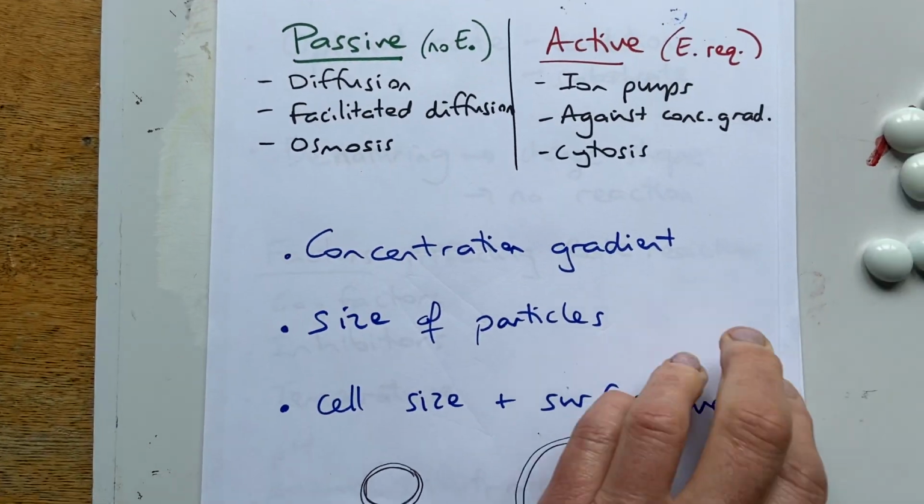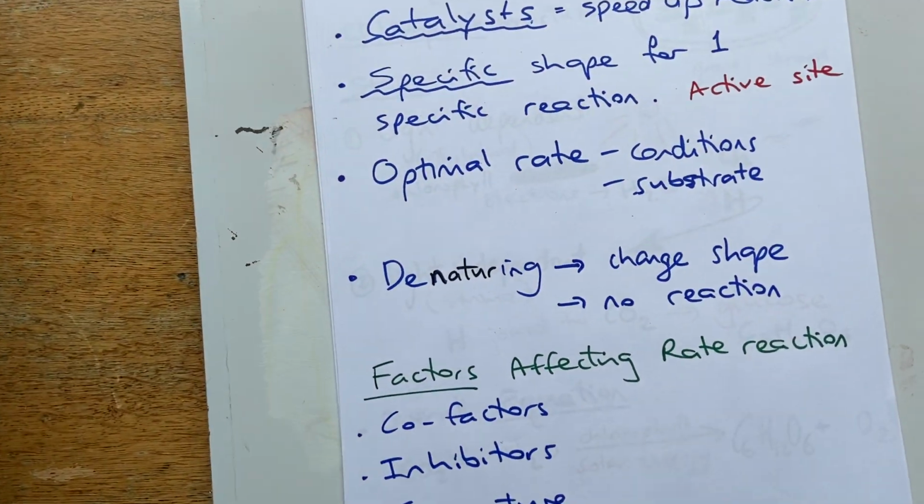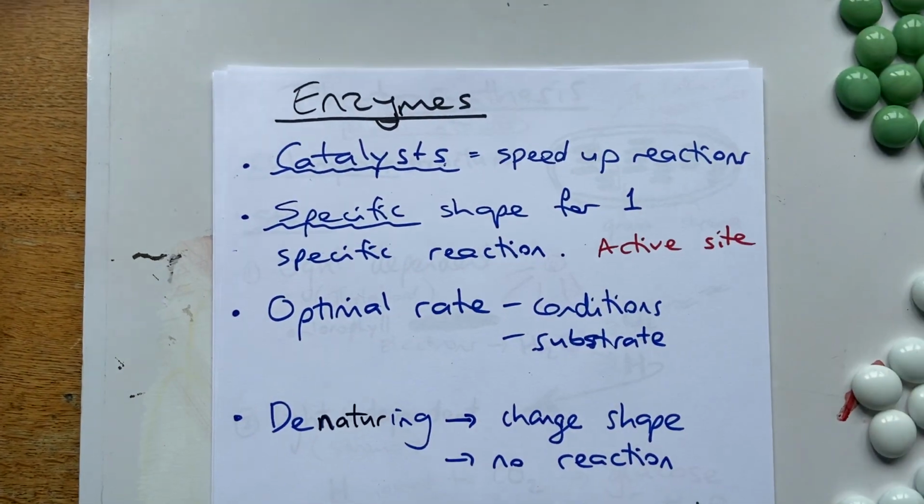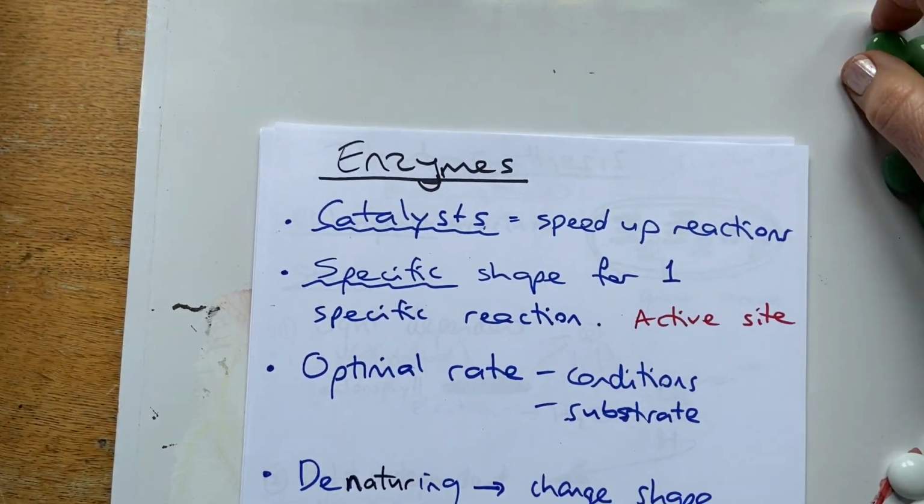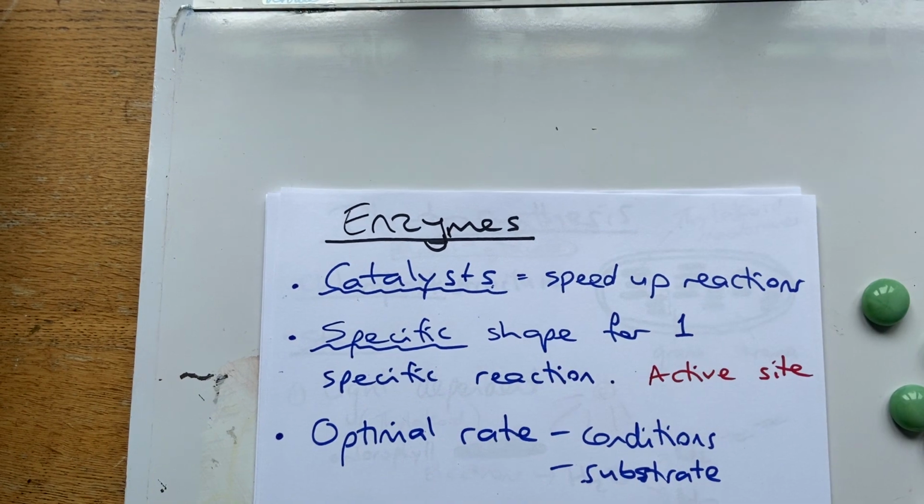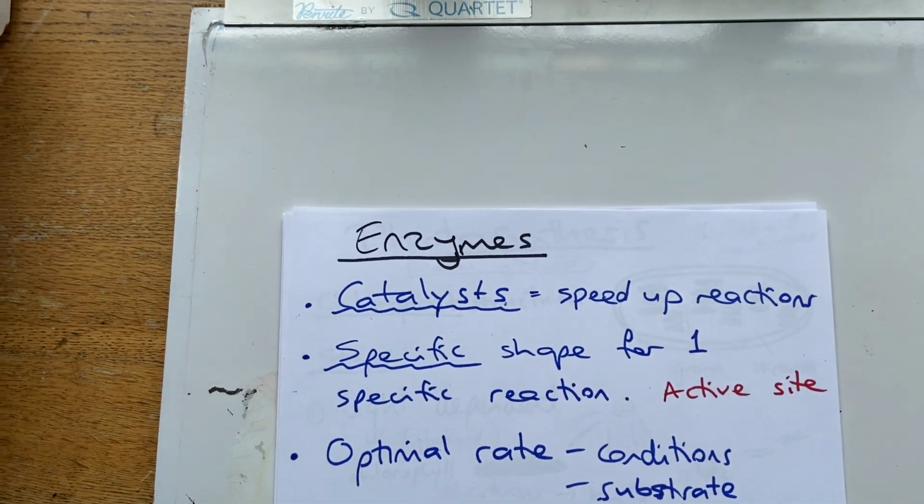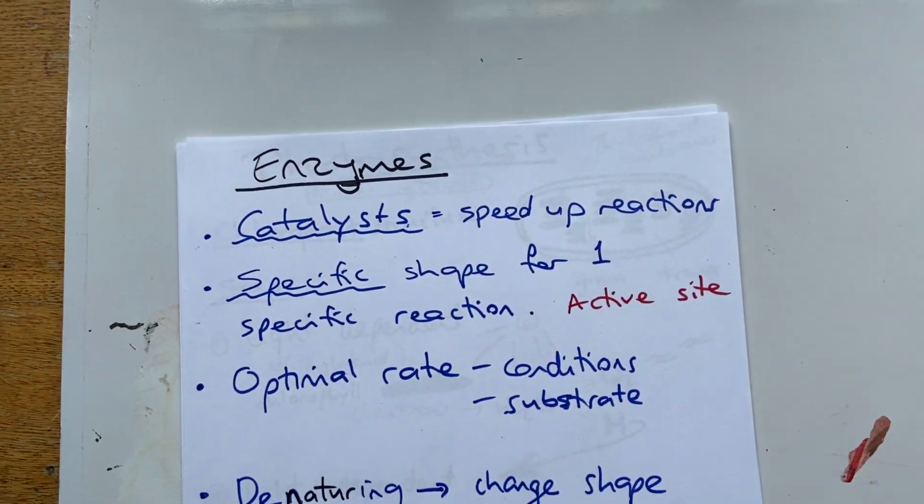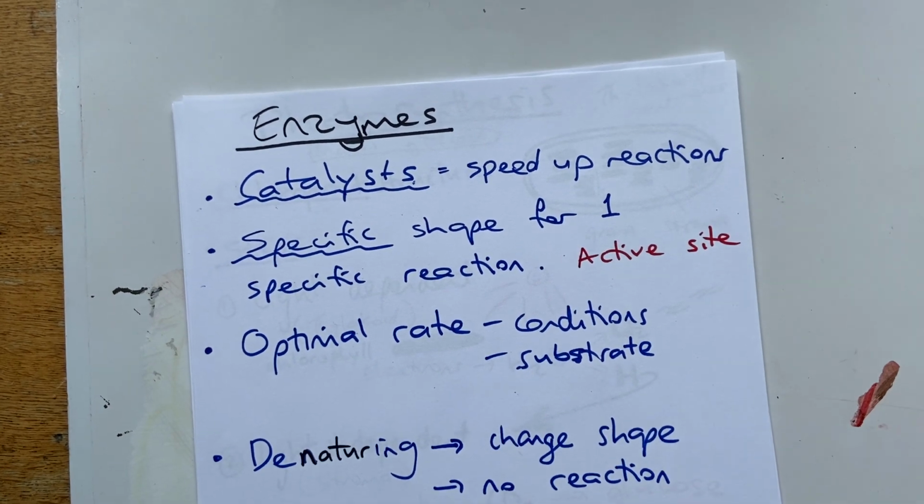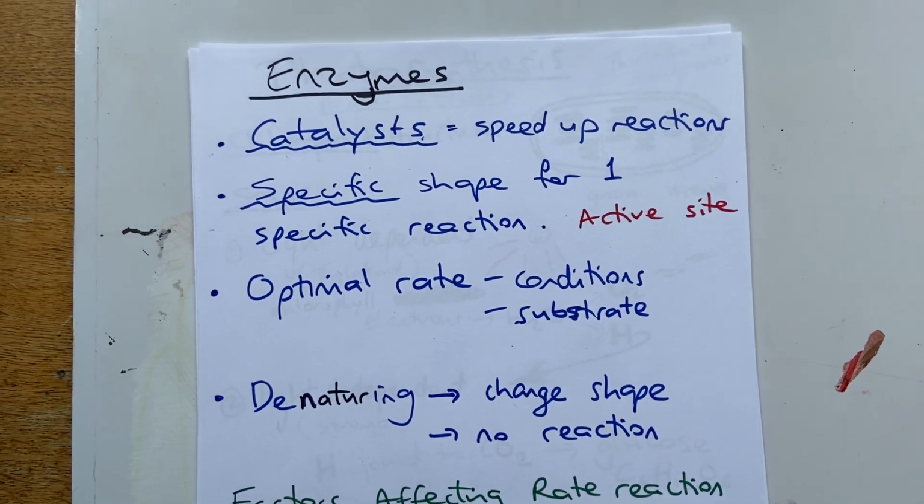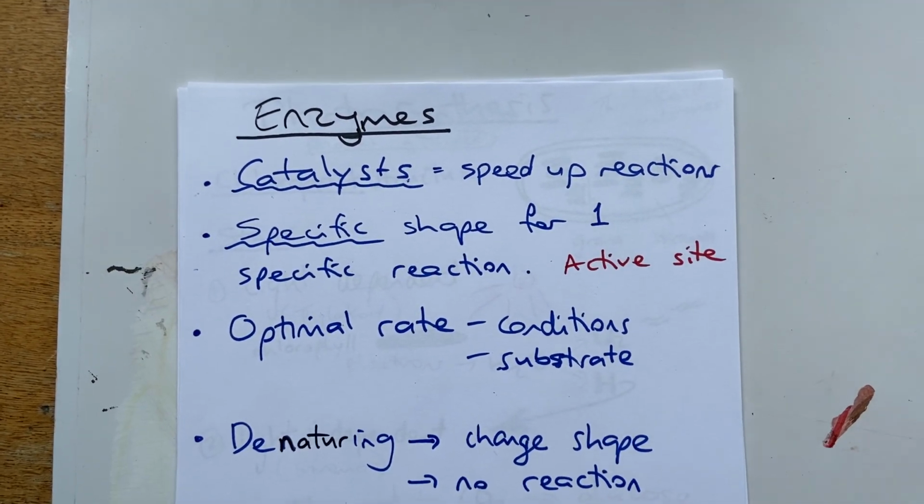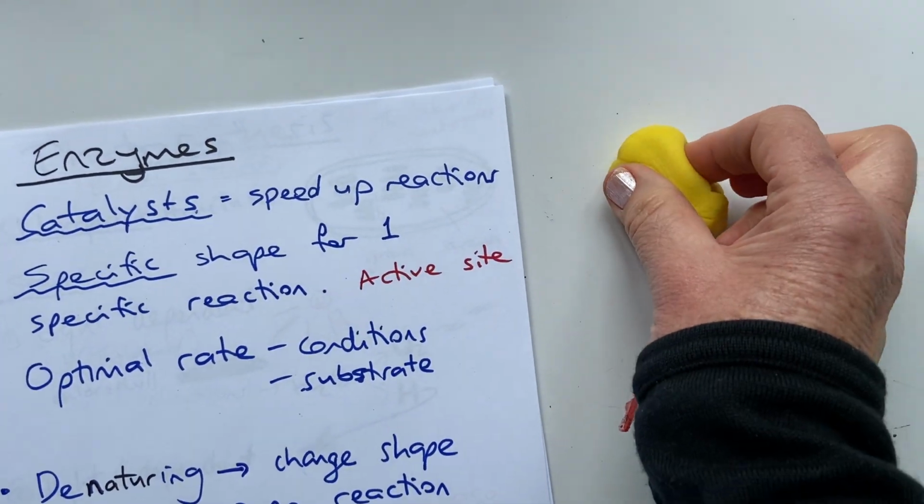And I'm going to carry on because we're already at 7 minutes and I've just done transport. Okay, enzymes. Enzymes are really important. They are catalysts that speed up reactions, and they do this because they have a specific shape, and they only do one kind of reaction. So you have lots of different enzymes doing different reactions. And so here's our enzyme.